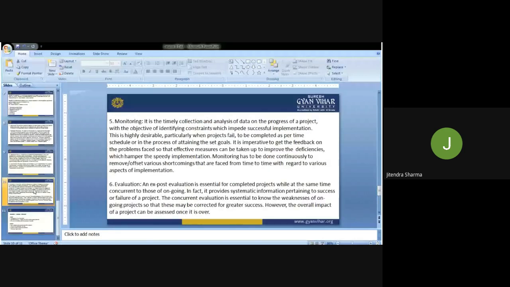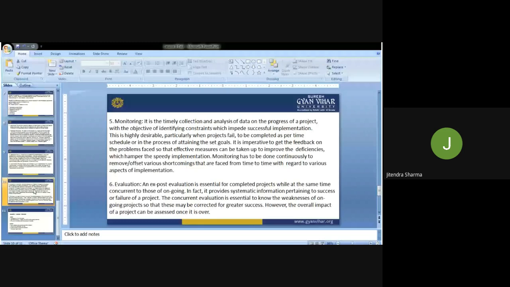Then monitoring is very important. It is the timely collection and analysis of data on the progress of a project. If the project is progressing in the right direction, then it's okay. For that we have to analyze the information in the form of data which is available time and again, and then we can judge the pace. If we want to further speed up the project activity, that can be done only when we have a proper, timely analysis of the data, with the objective of identifying the constraints which impede successful implementation.